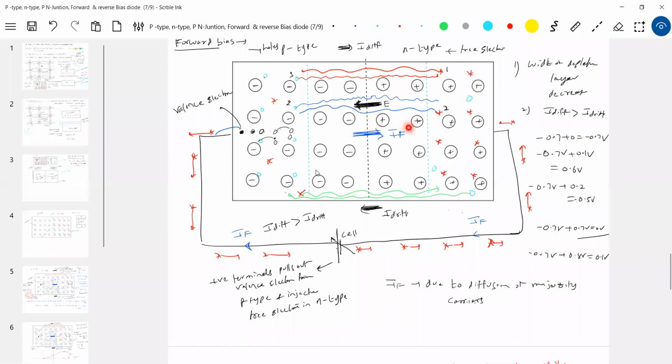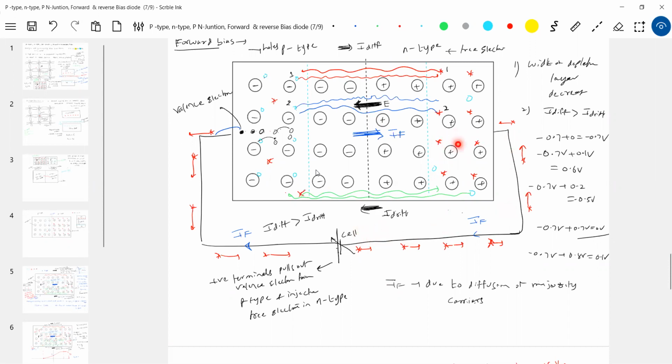The hole which is moving here will be captured by the free electron. Then one hole and one electron are lost. From where do they come? Breaking up of covalent bond. The covalent bond which breaks up, the electron which is lost will come back here. And you should never show a hole here.